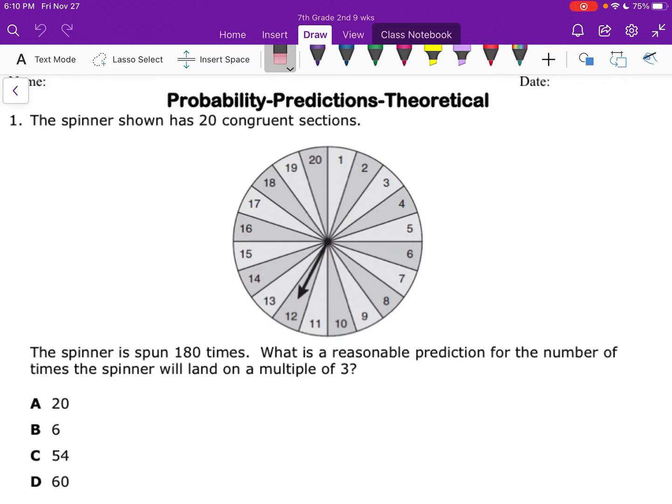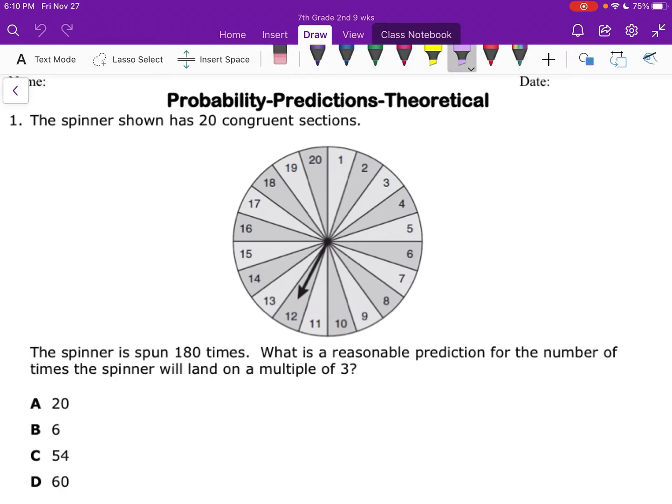Okay? So number one says the spinner shown has 20 congruent sections. Remember, congruent means they're the same size, same shape. The spinner has been spun 180 times. What is a reasonable prediction for the number of times the spinner will land on a multiple of 3?